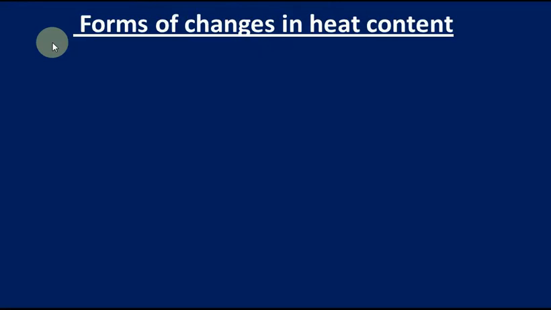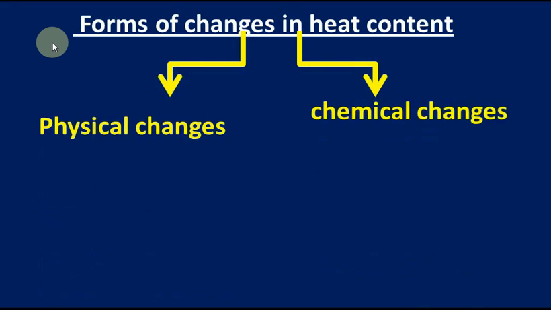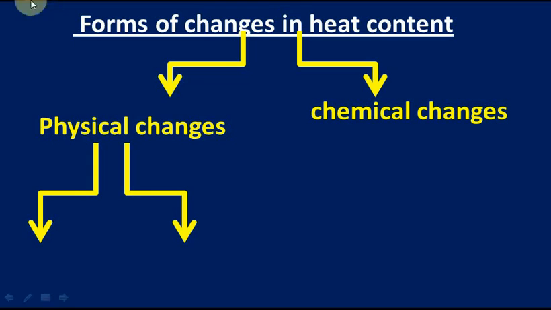Our topic today is forms of changes in heat content. I have two forms of changes: chemical and physical. Physical changes can be returned to their natural form another time, and chemical changes cannot be returned to their natural or normal form.